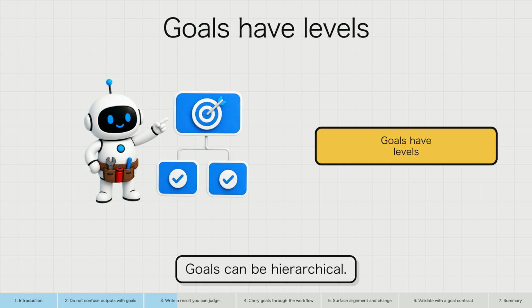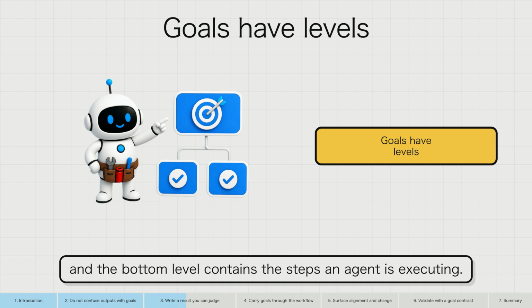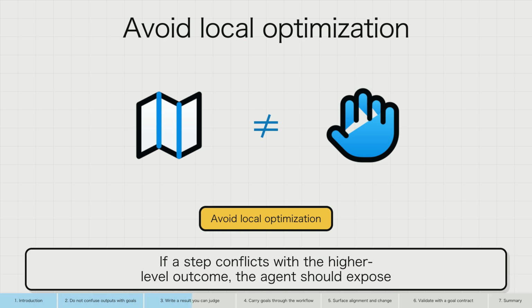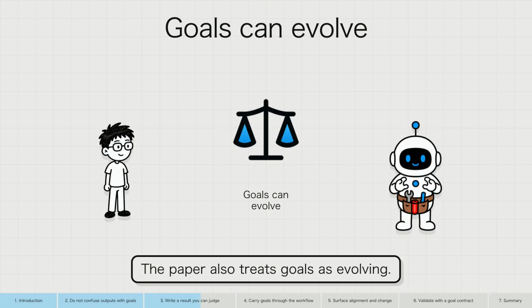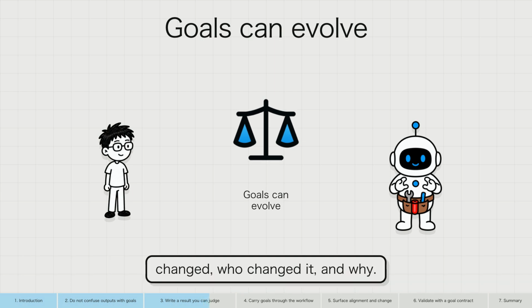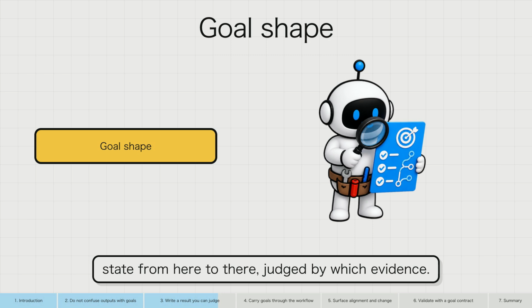Goals can be hierarchical. The top level explains why, the middle level defines what should change now, and the bottom level contains the steps an agent is executing. That hierarchy prevents local optimization. If a step conflicts with the higher level outcome, the agent should expose the conflict instead of completing the step mechanically. The paper also treats goals as evolving. New evidence may justify a change, but the system should preserve what changed, who changed it, and why. Use this compact sentence: for whom, within which boundaries, move what state from here to there, judged by which evidence.